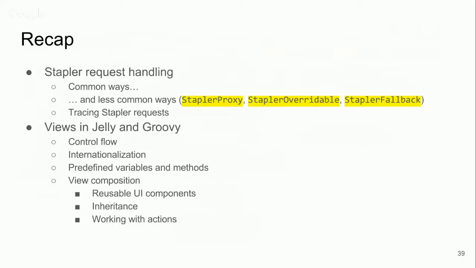So to recap, I've talked about Stapler request handling, both the common ways to handle a Stapler request or continue processing it, as well as the less common ways, and how you can trace Stapler requests to learn what's going on and really dive into the Jenkins internals. And in the second part, I've discussed views in Jelly and Groovy, including control flow, internationalization, and the most useful predefined variables and methods. In the last part, view composition with reusable UI components, inheritance, and how you can use actions to extend predefined UI.